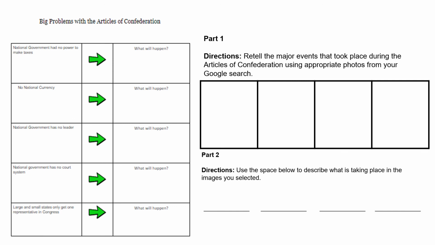On the right-hand side, you might have them retell major events using photos from Google search, as it says. So retell the 4 major events from the Articles of Confederation. And they would paste in 4 different photos, and then at the bottom they would type a sentence or a couple of sentences explaining the picture that they chose and why that picture is so important.